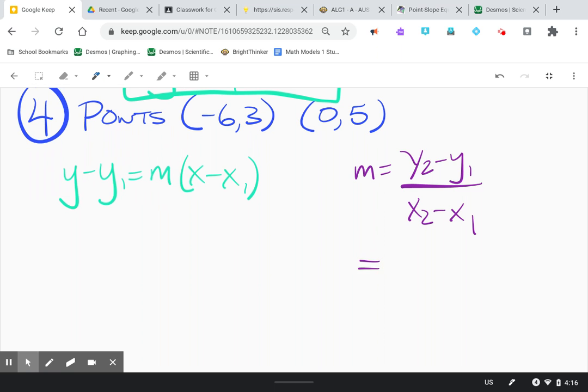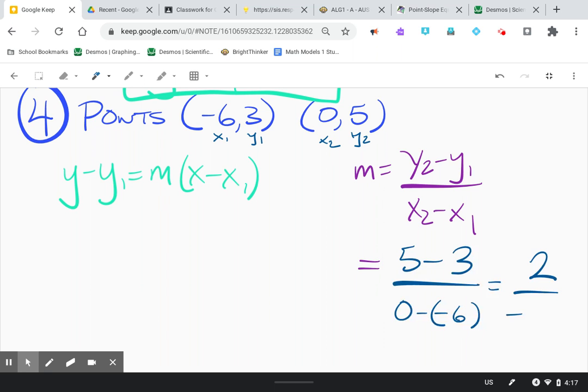So y2, x, sorry, get rid of that. y2, x2, y1, x1. Okay, so y2 is 5 minus 3. x2 is 0 minus negative 6. 5 minus 3 is 2. 0 minus negative 6 is positive 6. So I'll erase that.